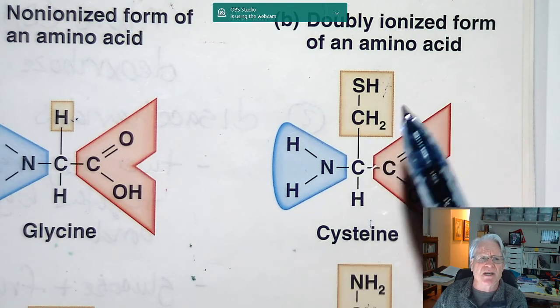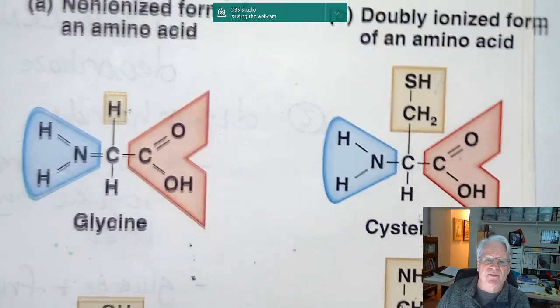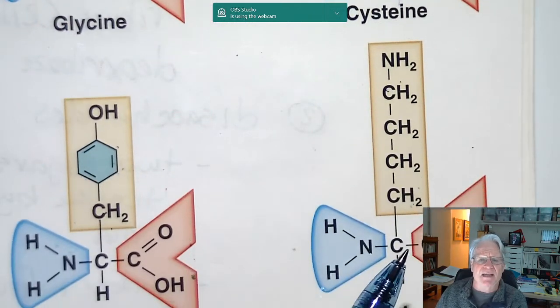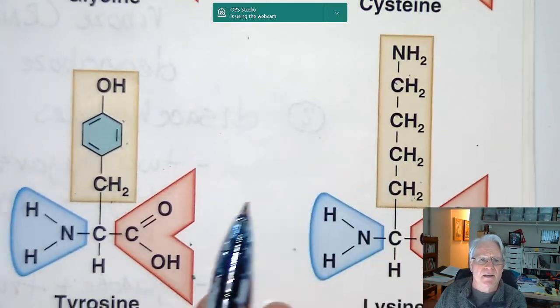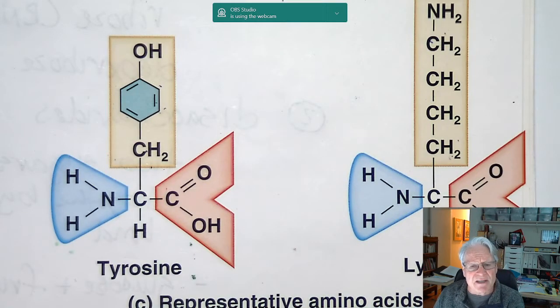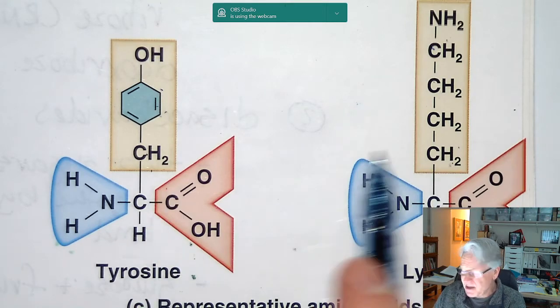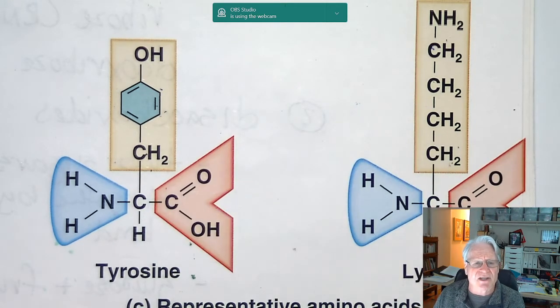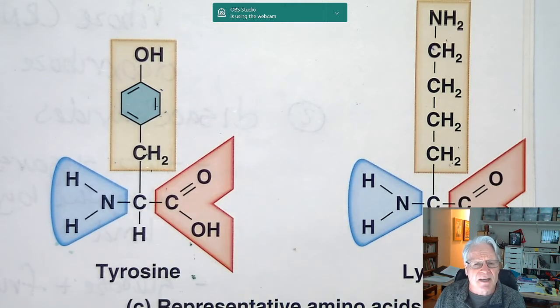So by simply changing the side group from one type of molecule to another, I can produce 20 different amino acids. Here's lysine. Here is tyrosine. Okay. So there's the variety. There is how we get variety: 20 different amino acids by changing the side chain here. So there are 20 different side chains that produce 20 different amino acids.